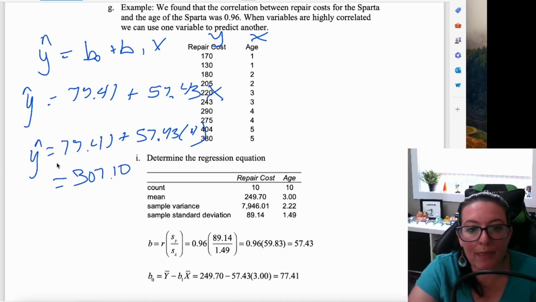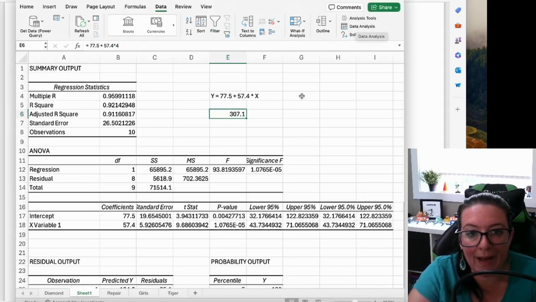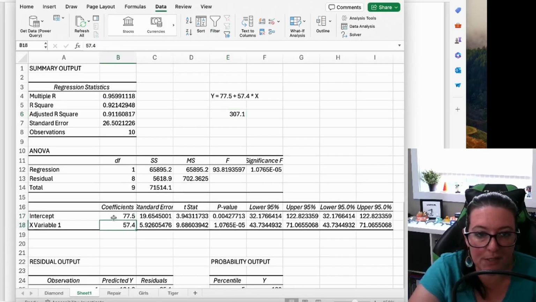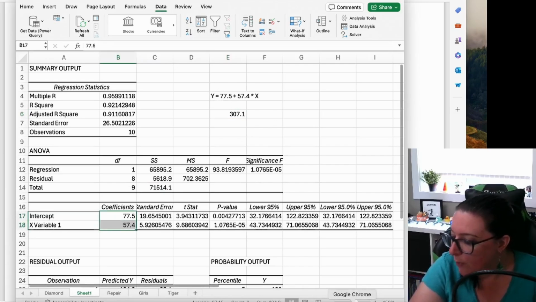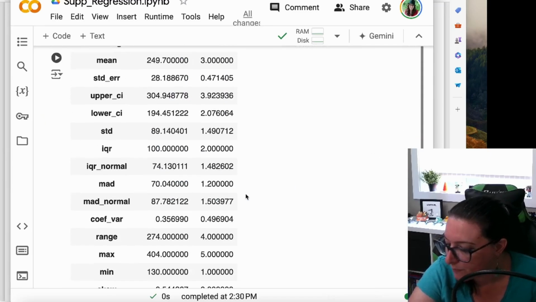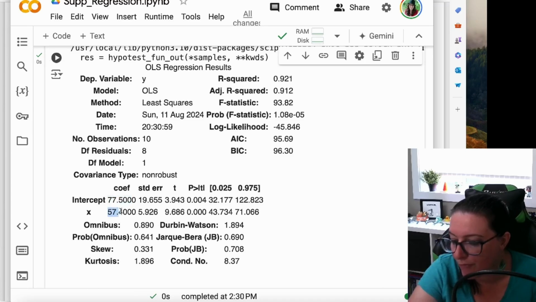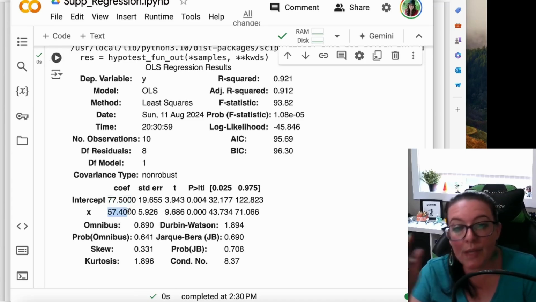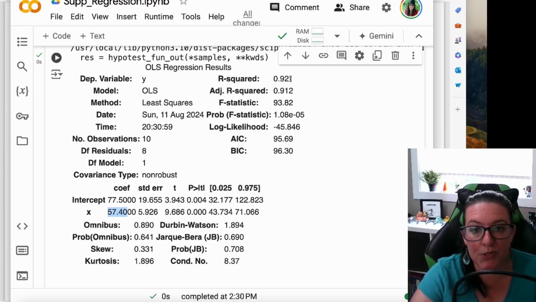Now, we end up with that regression equation whether we use the Data Analysis ToolPak in Excel and pulled the coefficients from the table. That gave us this formula. Or whether we did it in Python. And then we can see here 77.5, 57.4. They both give us the formula. They both also tell us that the R squared is 92%, so 92% of the variability in repair cost is explained by age. So we have a well-fitting model.